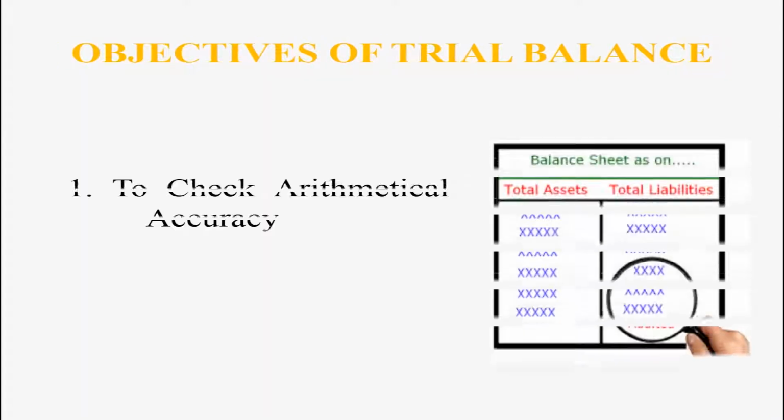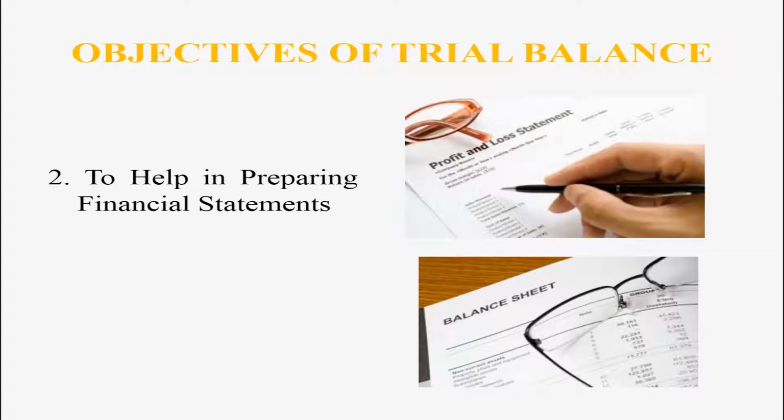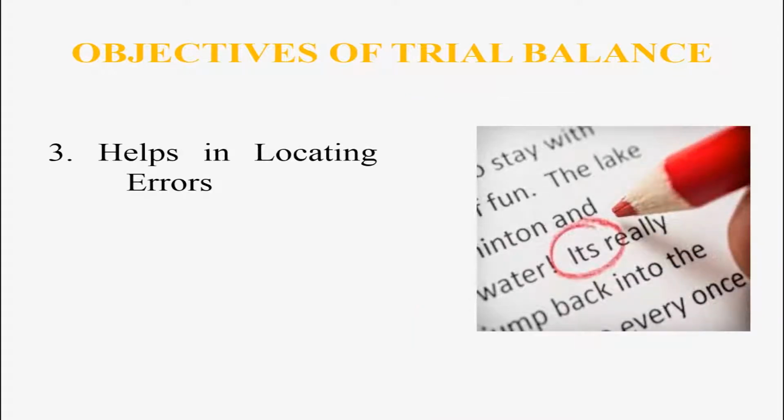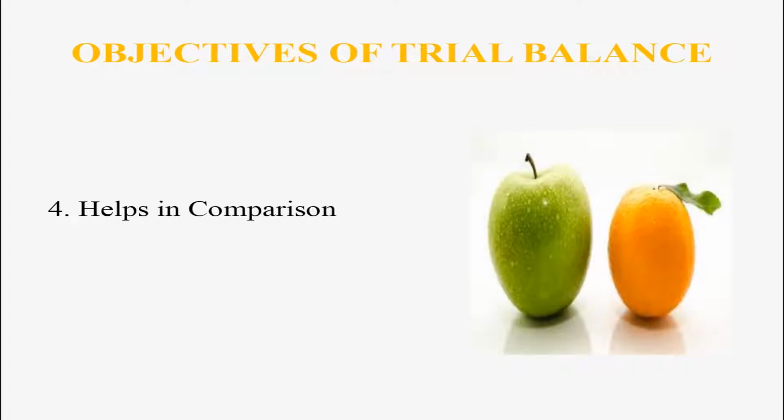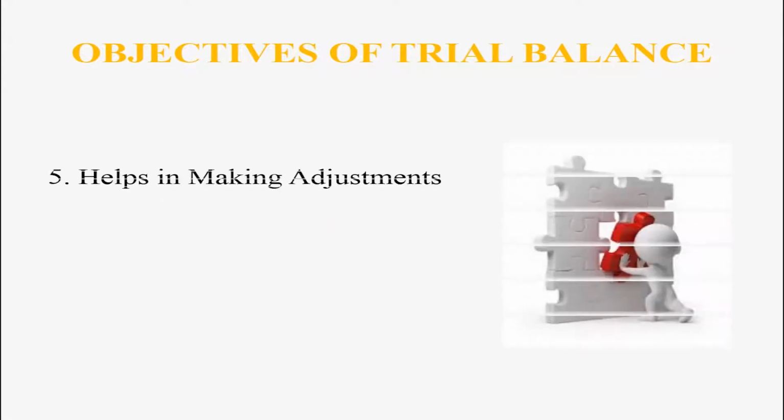Let's start with the objectives of trial balance. The first objective is to check arithmetical accuracy. Secondly, to help in preparing financial statements such as trading and profit and loss account and balance sheet. Third, it helps in locating errors like totaling of accounts, posting of journal entries, and balancing of ledger accounts. It helps in comparison. Lastly, it helps in making adjustments.